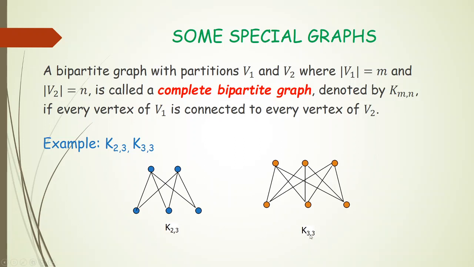Another is this one. This is your case K sub 3,3, because again, there are three vertices from the first partite set and three vertices from the second set. And this vertex is connected to all the vertices in the second set. This vertex also is connected to all the vertices, and so on. So here are some examples of complete bipartite graphs.